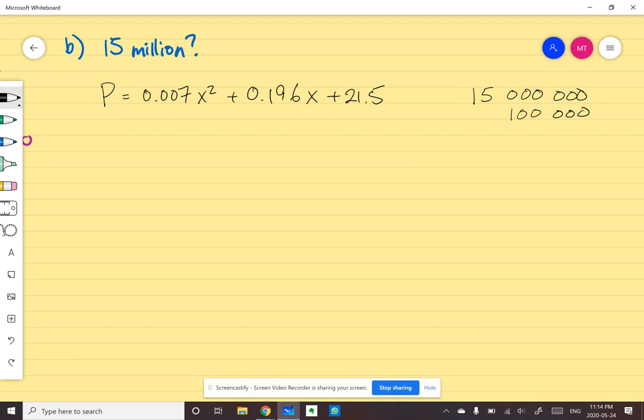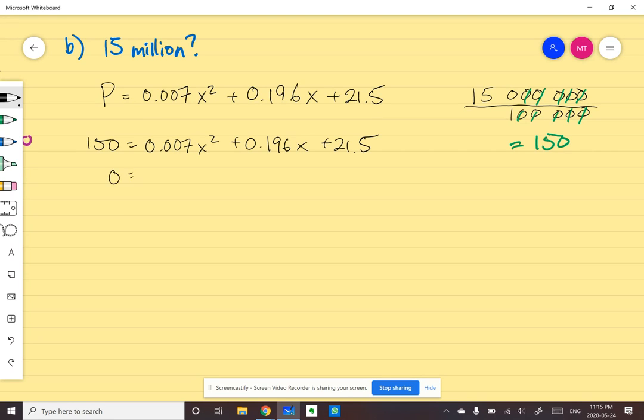One quick trick, I can just cancel the zeros. Those two cancel, those two cancel, and so forth. And then what I'm left with is 150. So P is going to be 150. And then I copy all that out. Because this is kind of an ugly looking equation, I do need to get rid of this 150 to set one side to 0.